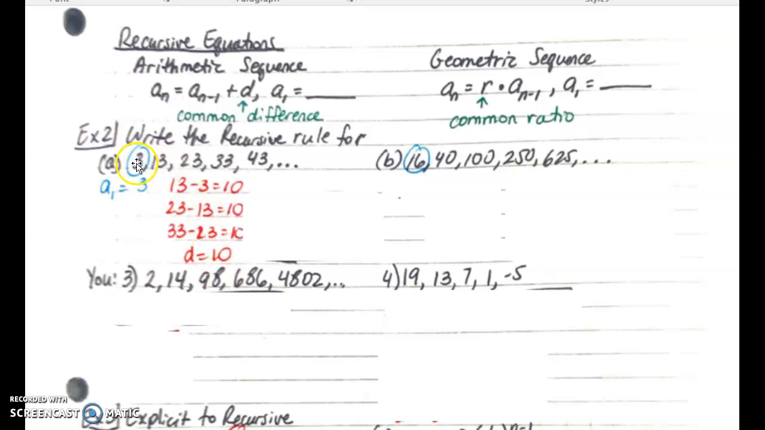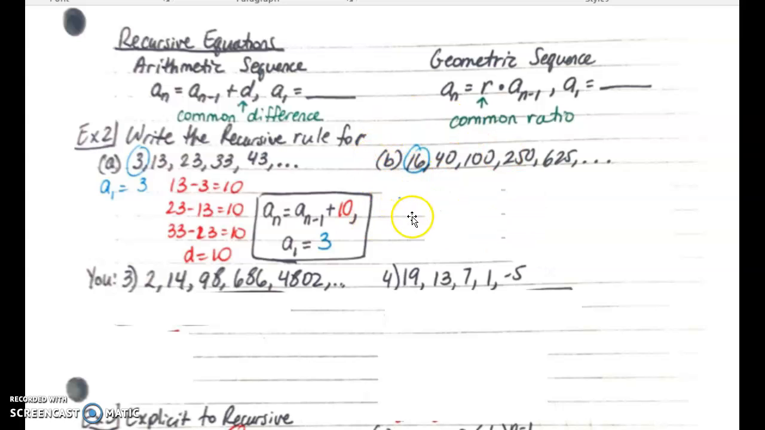So second minus first, so 13 minus 3 is 10. 23 minus 13 is 10. 33 minus 23 is 10. So essentially our common difference d is 10. So we take our arithmetic sequence here because we have that common difference. And all we're going to do is write a sub n is equal to a sub n minus 1 plus our common difference 10, comma, our first term. So a sub 1 is equal to 3. And that's your recursive rule. That's it. That's all you need.